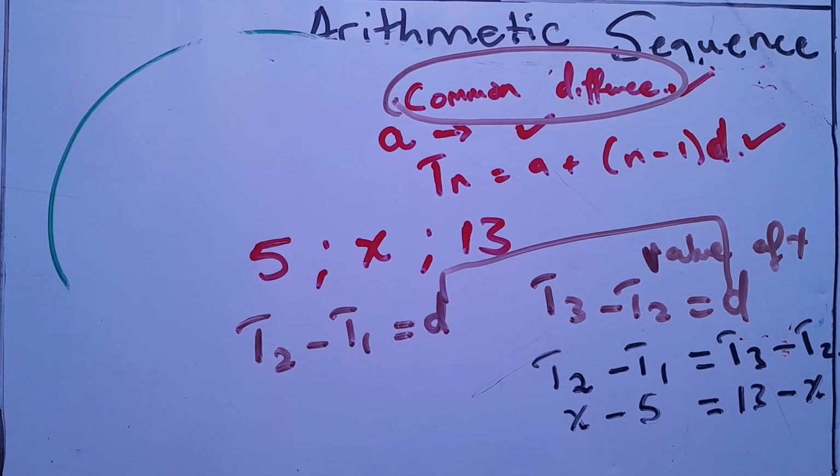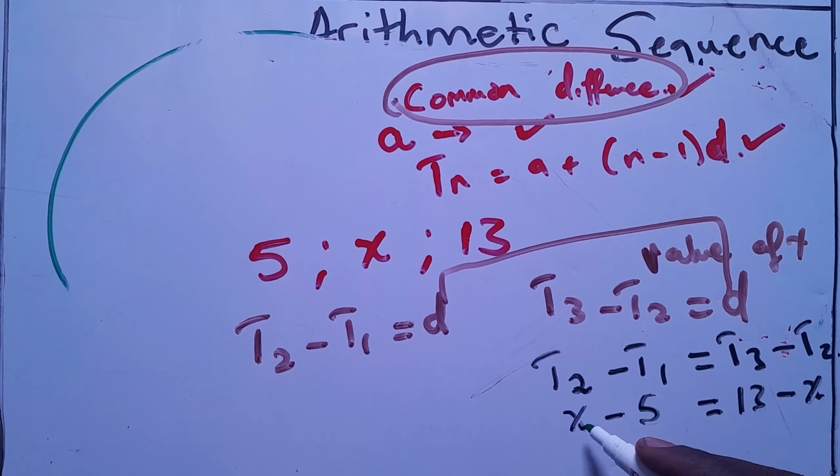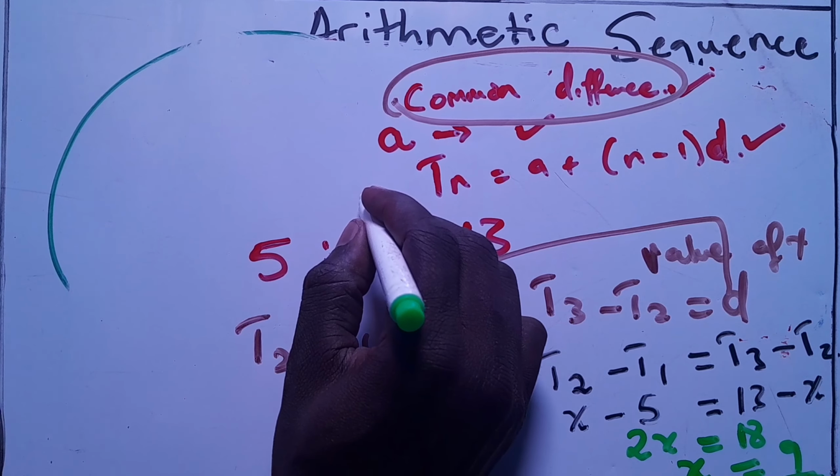So now, what do we do now? We want to solve for x. It means that we can group the like terms. So our x can come this side and this minus 5 can go that side. If this comes this side, it will be x plus this x. It will just be 2x being the same as 13 plus 5, which gives us 18. So divide by 2. So our x is simply 9. So our x here is 9.